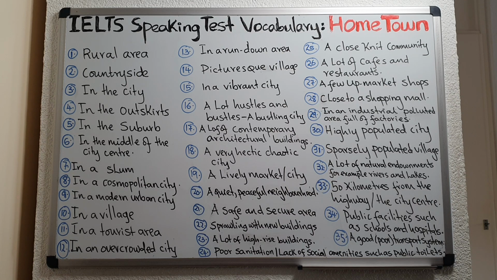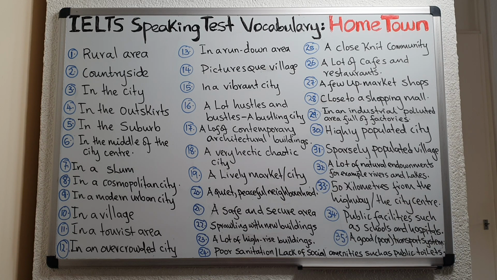Number 25, a close-knit community. Number 26, a lot of cafes and restaurants. 27, a few upmarket shops. Number 28, close to a shopping mall. Number 29, in an industrial polluted area full of factories.